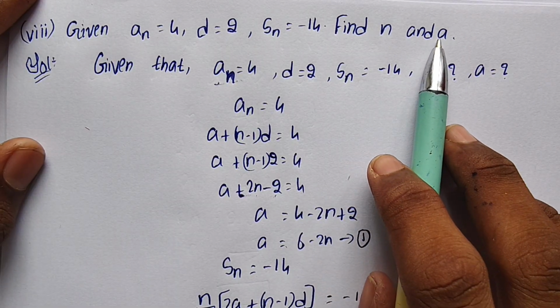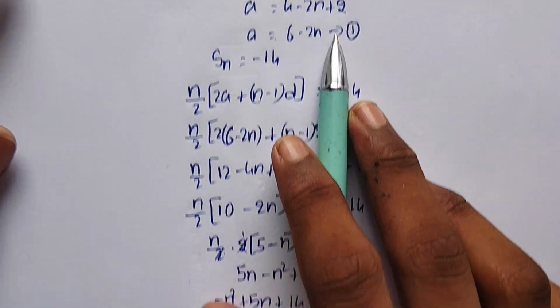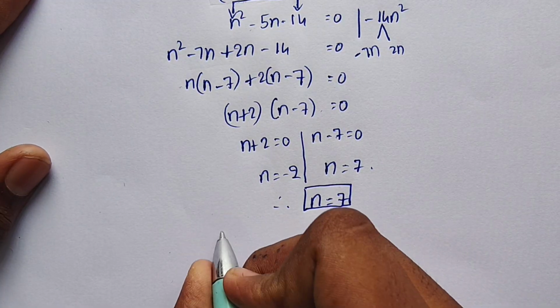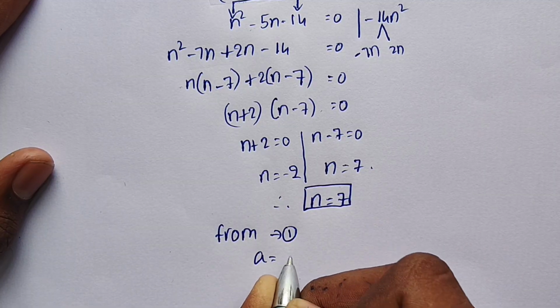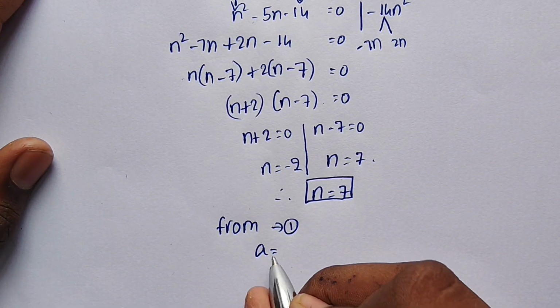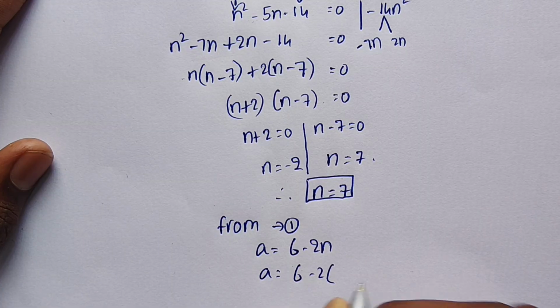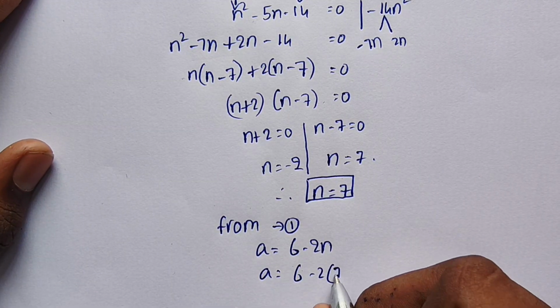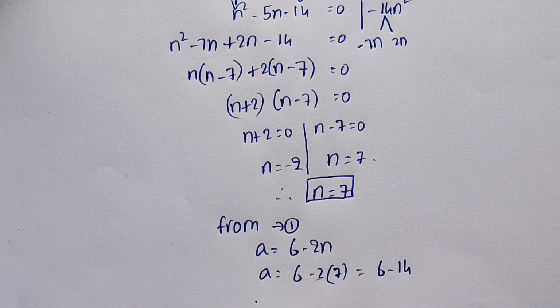So we have to find the value of a. To find the value of a, I am taking a from equation 1. What is equation 1? a equals 6 minus 2n. So a equals 6 minus 2 into the value of n, which is 7. 2 sevens are 14. So 6 minus 14, therefore we got the value of a equals minus 8.